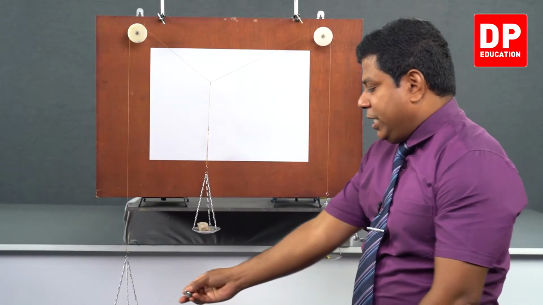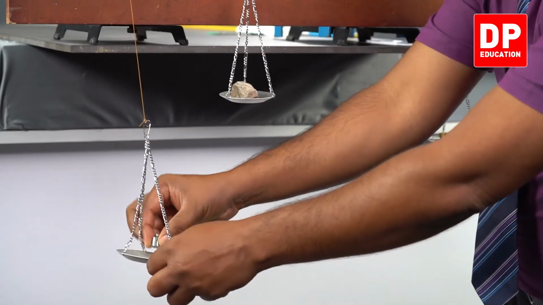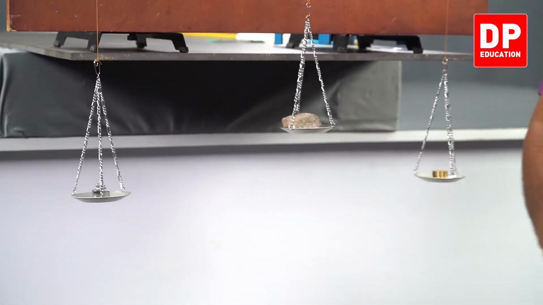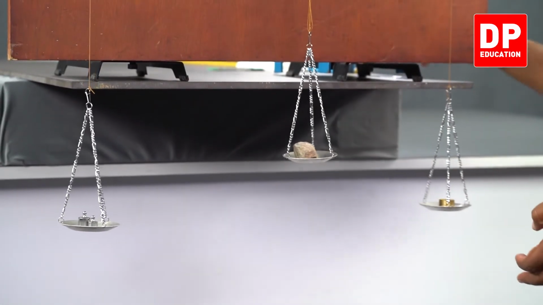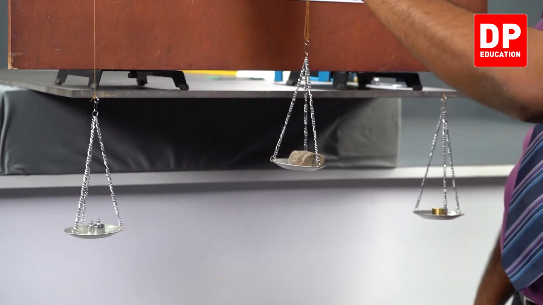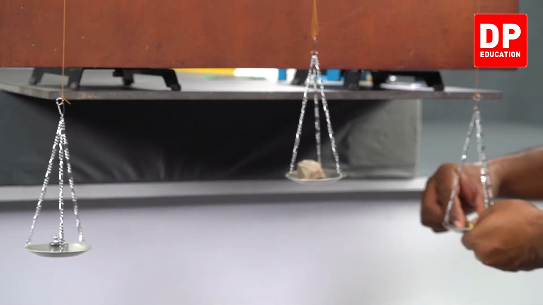Let me keep 30 on the other side. I kept a 20 and a 10. 30. It has come down, but still better if I can bring it down a little bit more. What happens if I make it only 20?